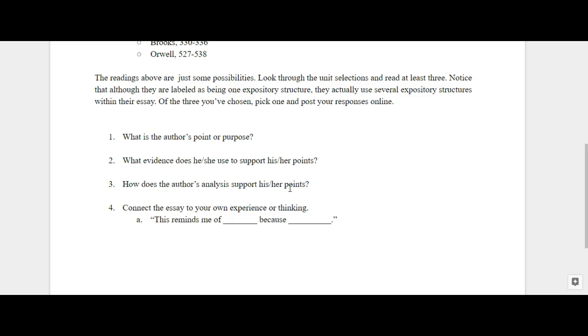And finally, connect this essay with your own experience or thinking. So you might think of this in terms of, this reminds me of blank because blank.